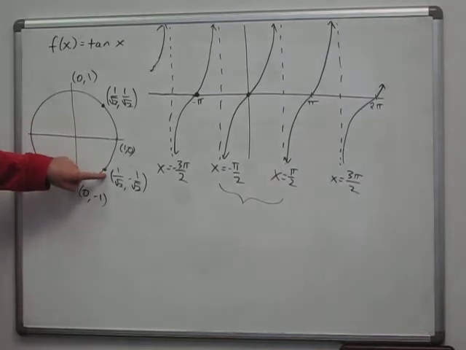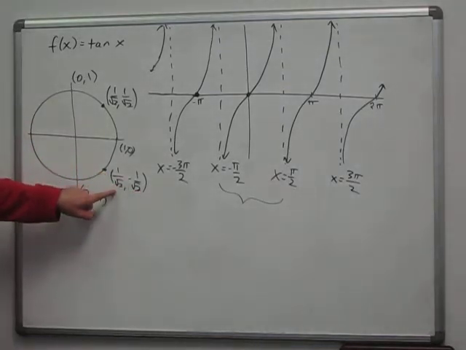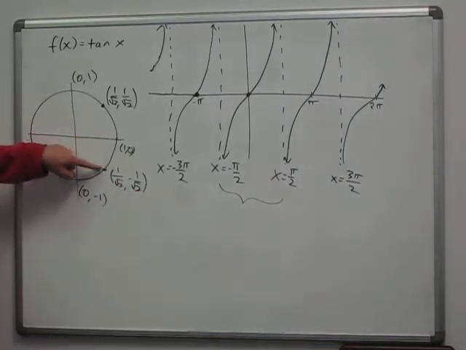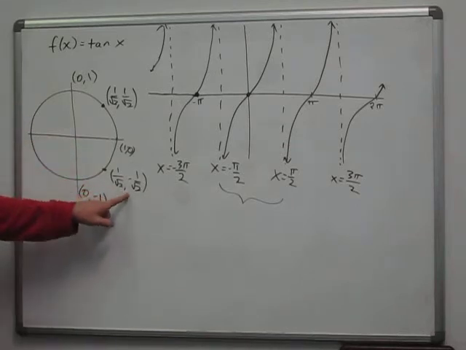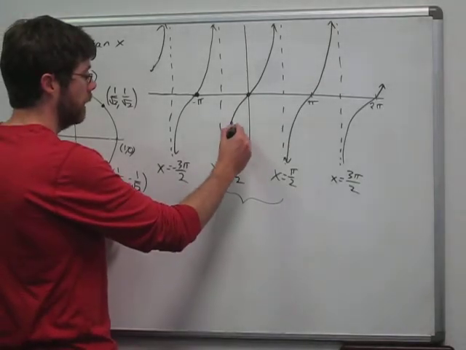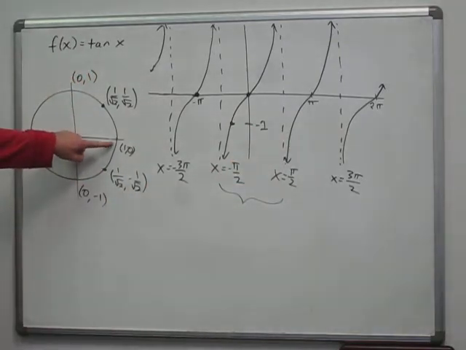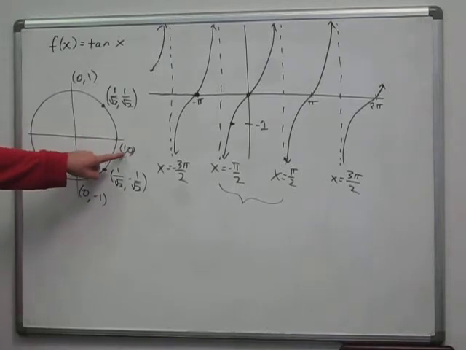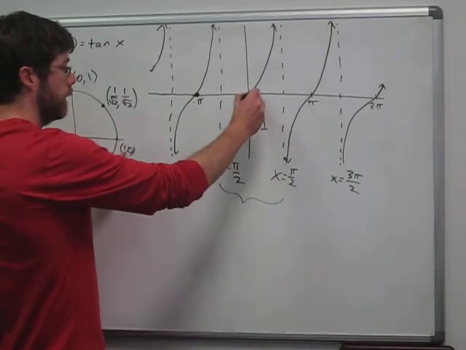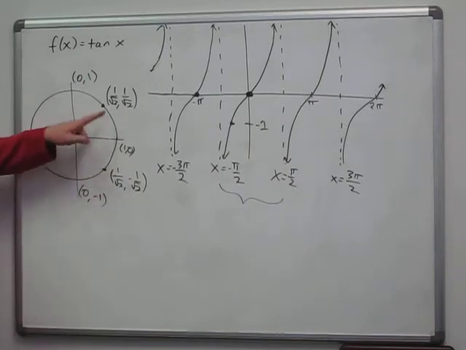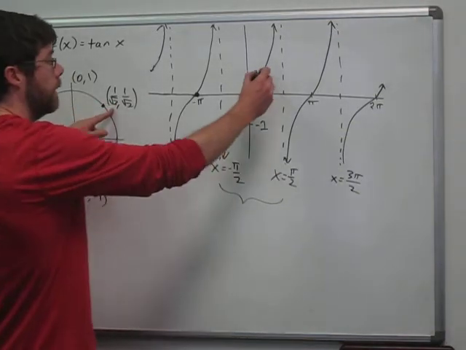On the unit circle tangent, we're thinking y-coordinate over the x-coordinate. So the tangent at negative pi over 4 is going to be negative 1. So let's say that's about right there. At a rotation of 0, the tangent is going to be 0 over 1, which is just 0. So that's that point there. Moving up to a rotation of pi over 4, tangent at pi over 4 is 1 over radical 2 divided by 1 over radical 2. That's a positive 1.